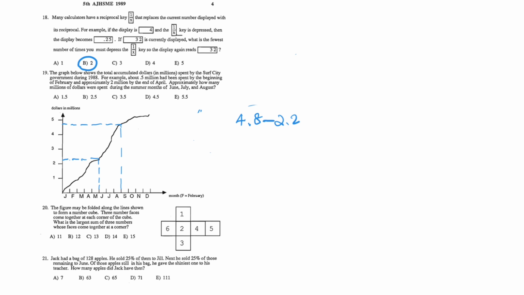So we use 4.8 minus 2.2. That's the total spent in the 3 months, roughly 2.6. The answer is greater than 2 and less than 3, so the only choice is B, 2.5. So the answer is B.